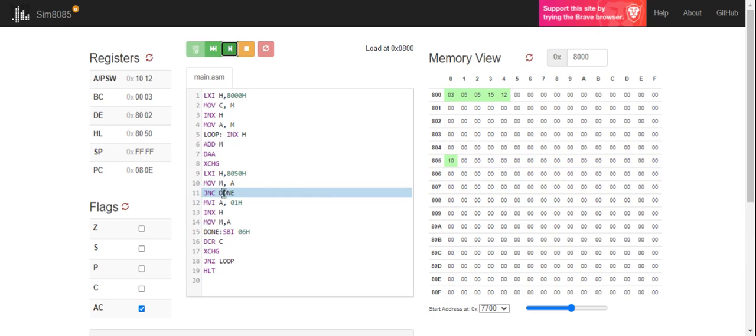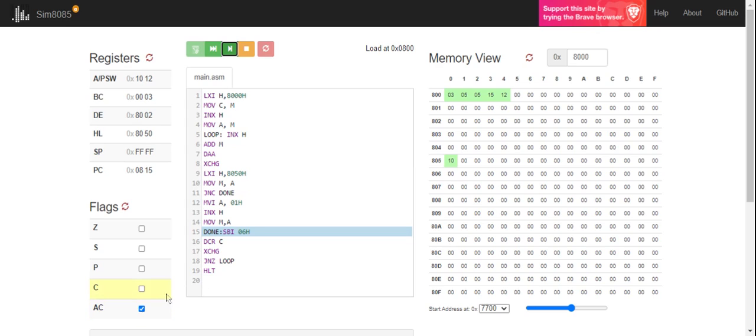Is there any carry generated? I don't think there is any carry generated over here with 5 plus 5, 10. So no carry generated means JNC, jump if no carry. It will go to the location DONE. So no carry is generated. I'm going to go to the location DONE over here. So when I come into DONE, as I told you, you see that the auxiliary carry flag is being generated due to this DAA operation. Okay, so the auxiliary carry flag is being generated over here.